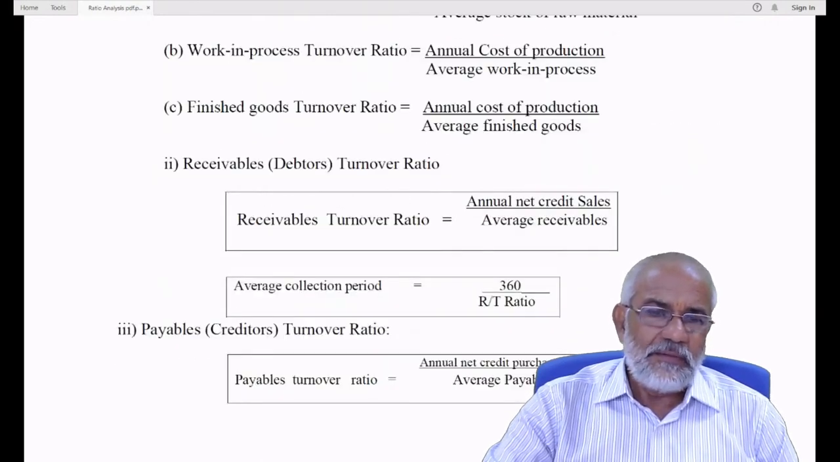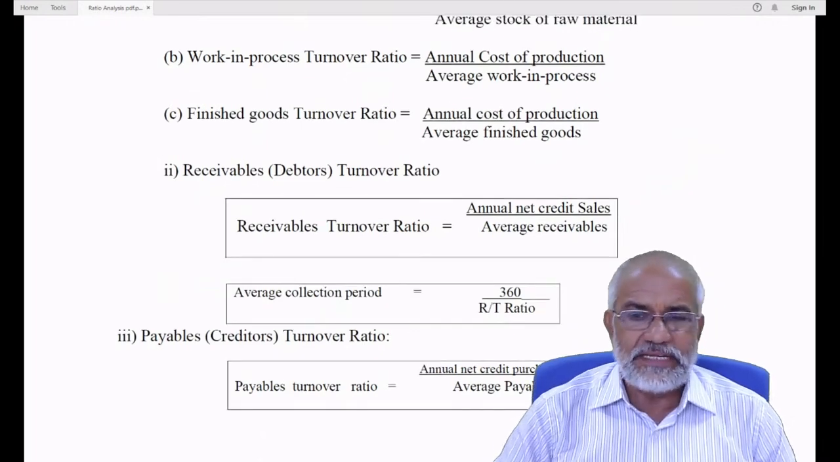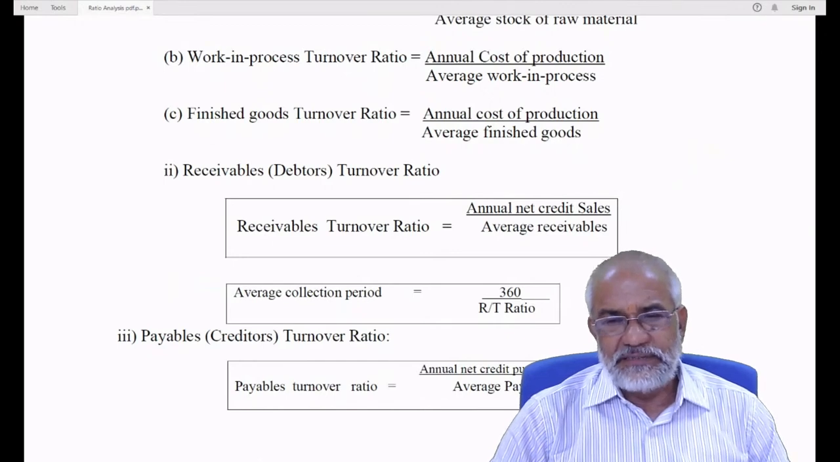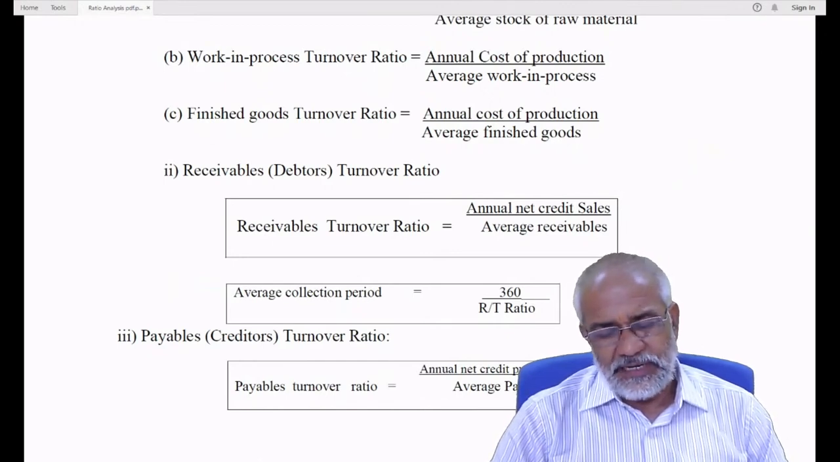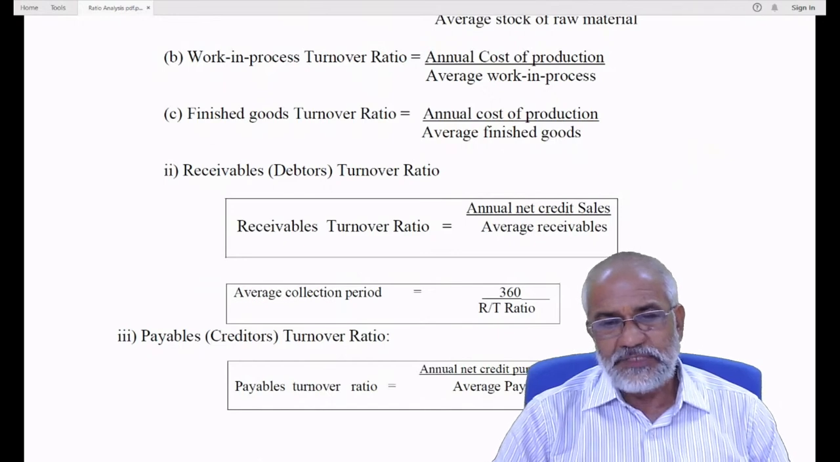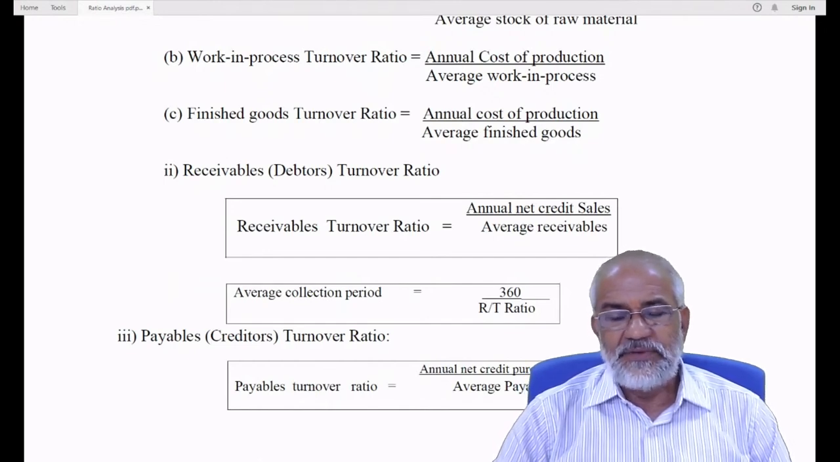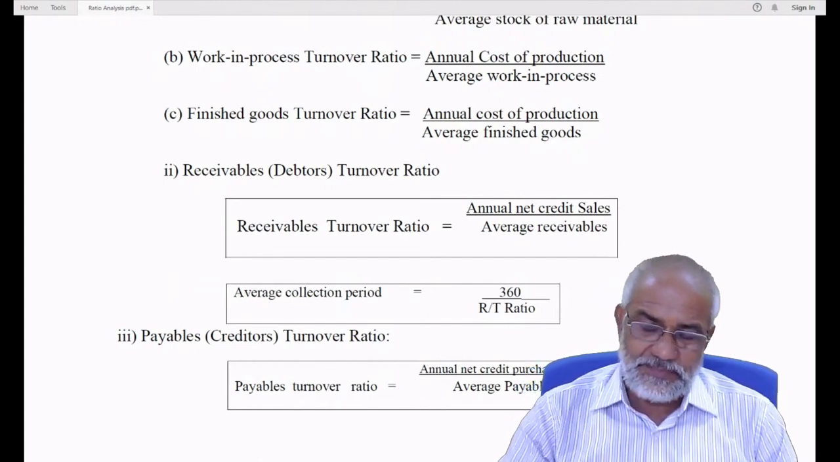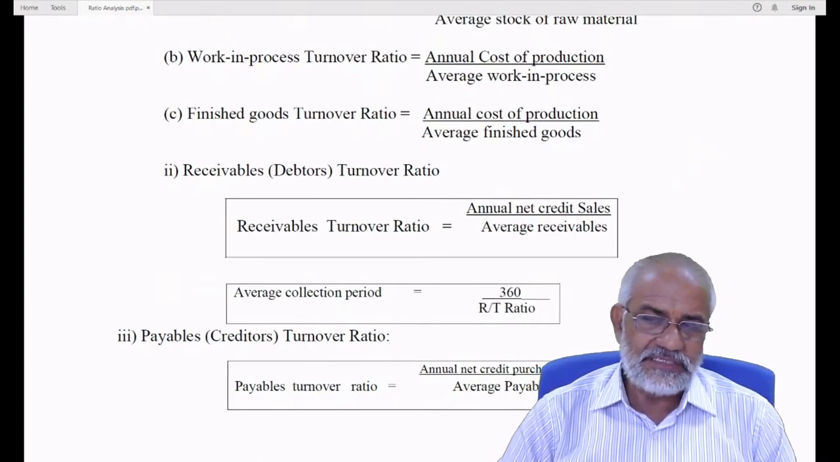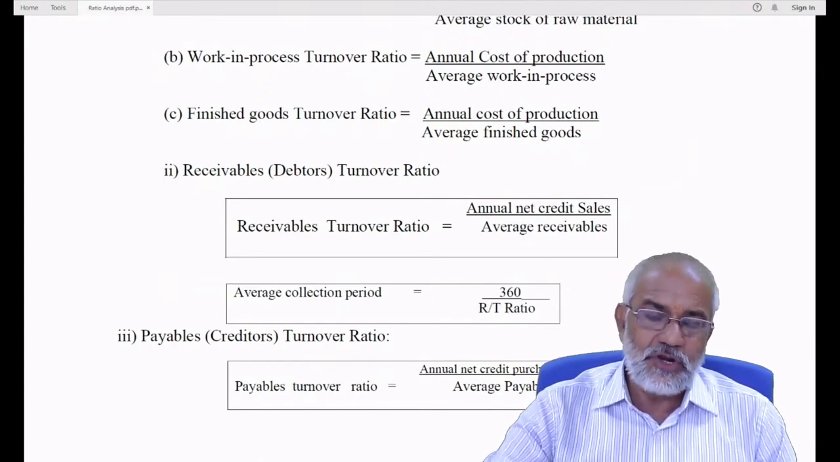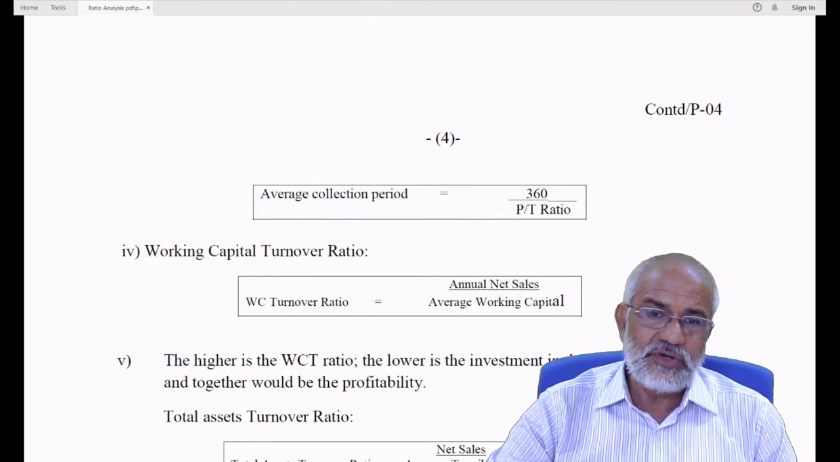Then the payable turnover ratio or creditors turnover ratio. For the payable turnover ratio, we consider annual credit purchase. The debtors are related to sales, and creditors are related to purchase. So the annual net credit purchase divided by average payables. There is a printing mistake there: the word average is written there, and it should not be. It would be net credit purchase divided by average payables. That would be the payable turnover ratio or the creditors turnover ratio.